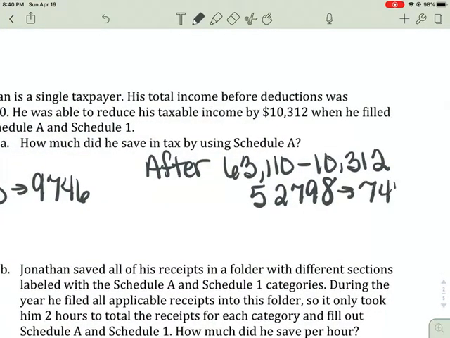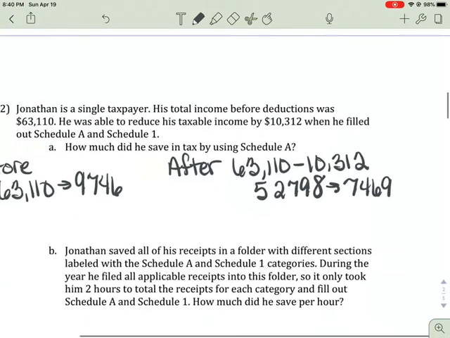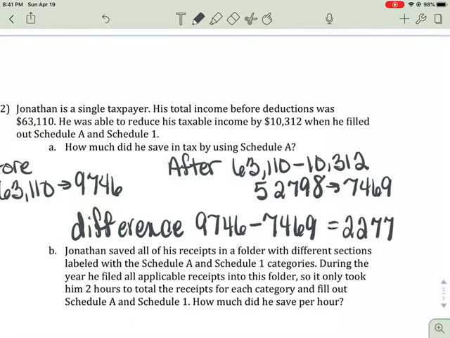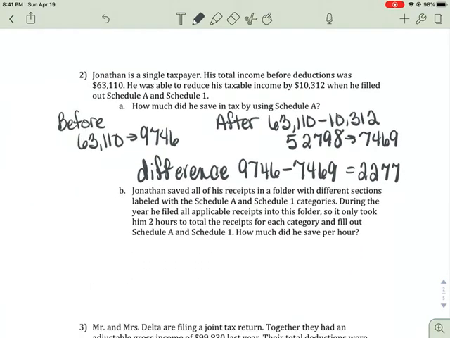Okay, 7,469. All right, so there is a difference between before and after. So his difference in taxes would be 9,746 minus 7,469. Okay, I got $2,277. So he saved quite a bit of money.